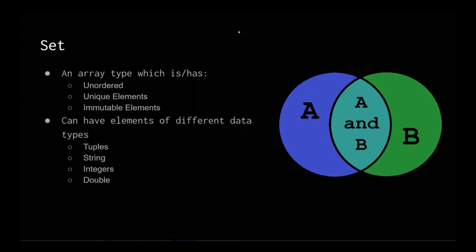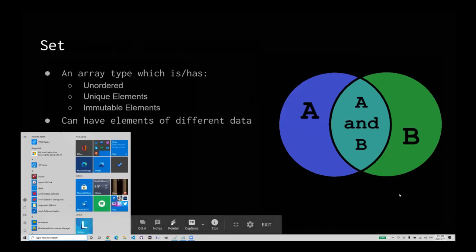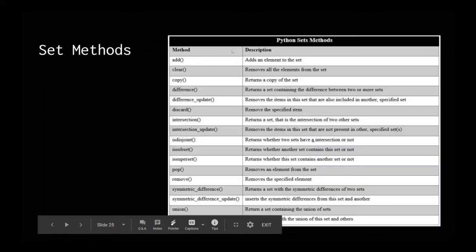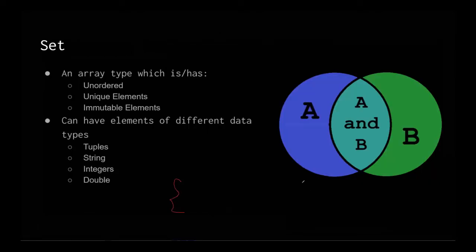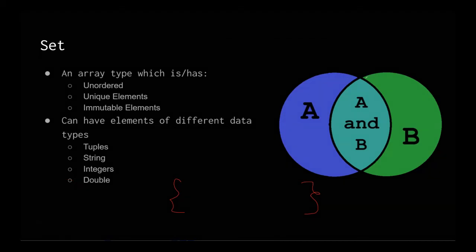And the second last one is a set. What is a set? Well, a set is an array data structure of unordered, unique elements. What does that mean? That means every single element in the set is unique. You can have many different data types like tuples, strings, integers, doubles, and so on. But think about it as you only have unique elements.